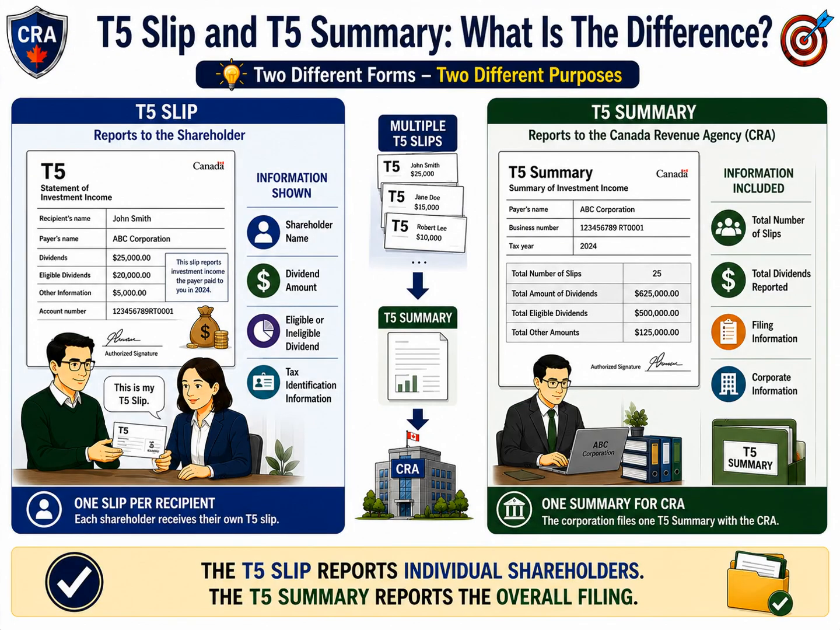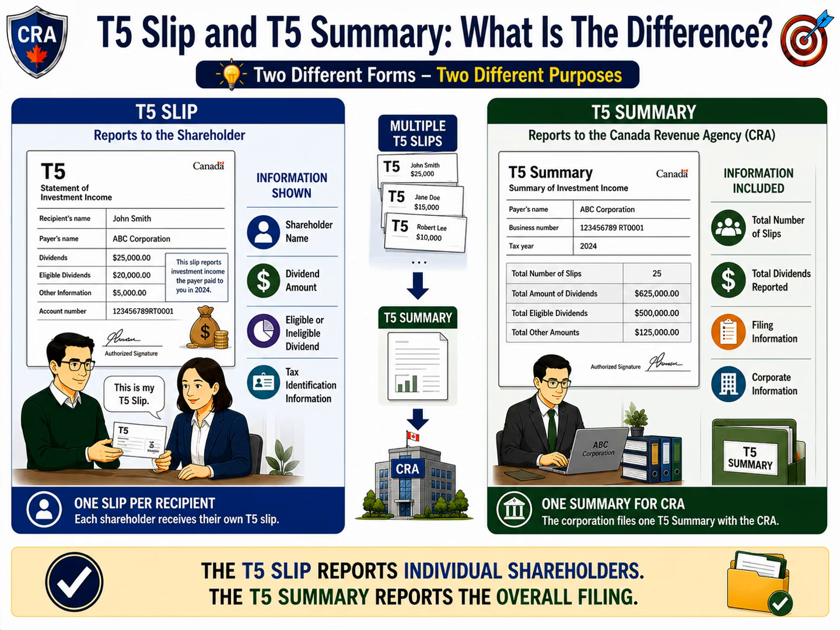As we continue through the T5 reporting process, it is important to understand that two different forms are involved: the T5 slip and the T5 summary. Although their names are similar, they serve very different purposes. Let's start with the T5 slip.